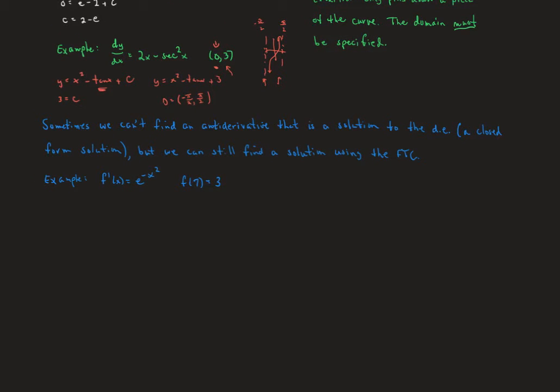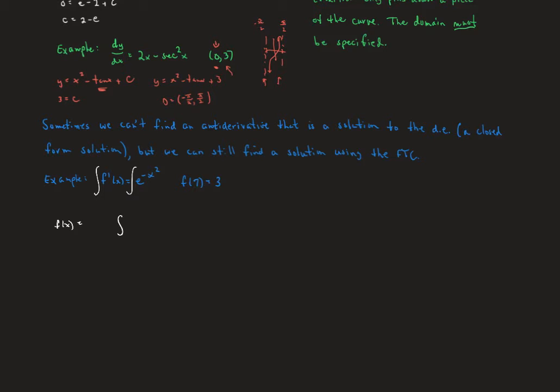But we can still find the solution using the fundamental theorem of calculus. And this is something we talked about in the last chapter, that we can create a function that is defined as an integral. So if we want to solve the differential equation that the derivative is equal to e to the negative x squared, there is no closed form solution to the integral of e to the negative x squared. So instead, what we do is we just build a solution. We build a function that's defined as an integral.